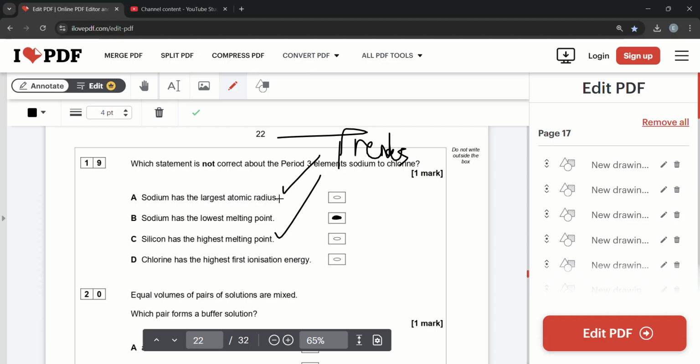Giant molecular structure, strong covalent bonds. Is it? No, it's not. It's not got strong covalent bonds. It's just a really big molecule. Yeah, I mistook it for sulfur, I'm pretty sure.